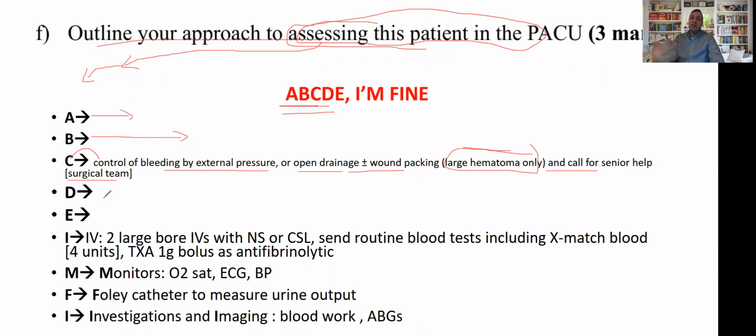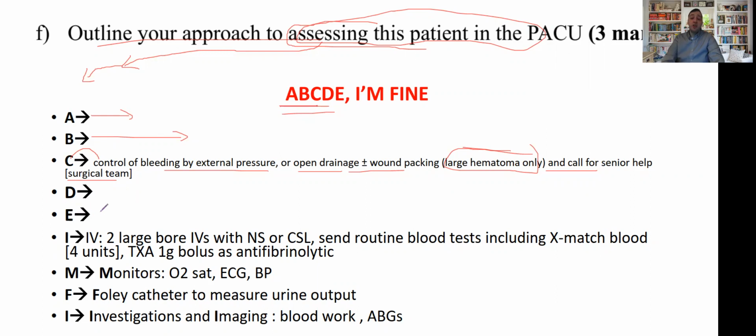For disability, you have to assess the level of consciousness of the patient. If the patient's level of consciousness is low, for example GCS less than 8, I would consider securing the airway by endotracheal intubation, by calling the anesthetist to secure the airway. This is D. And E is environment.